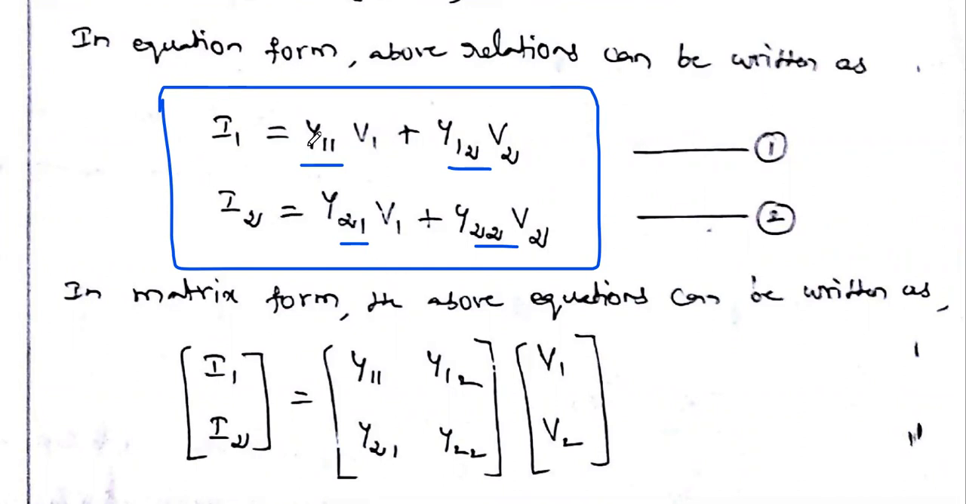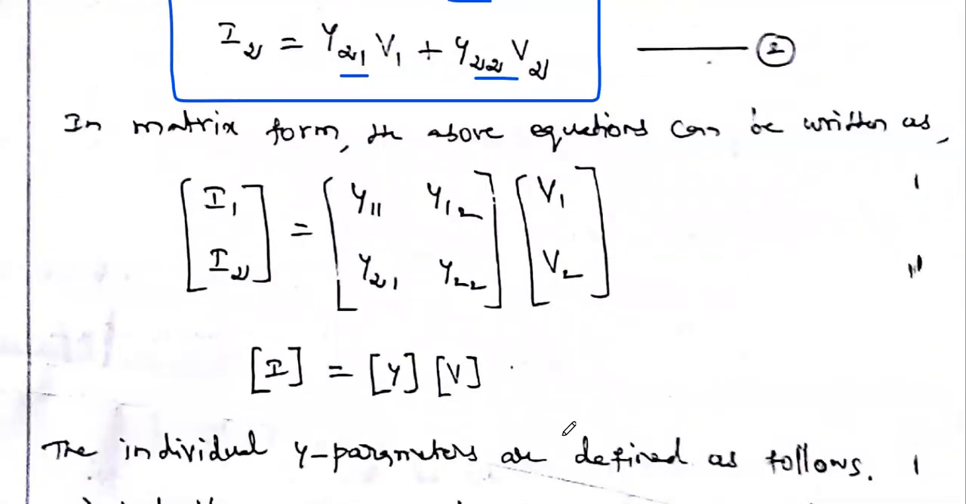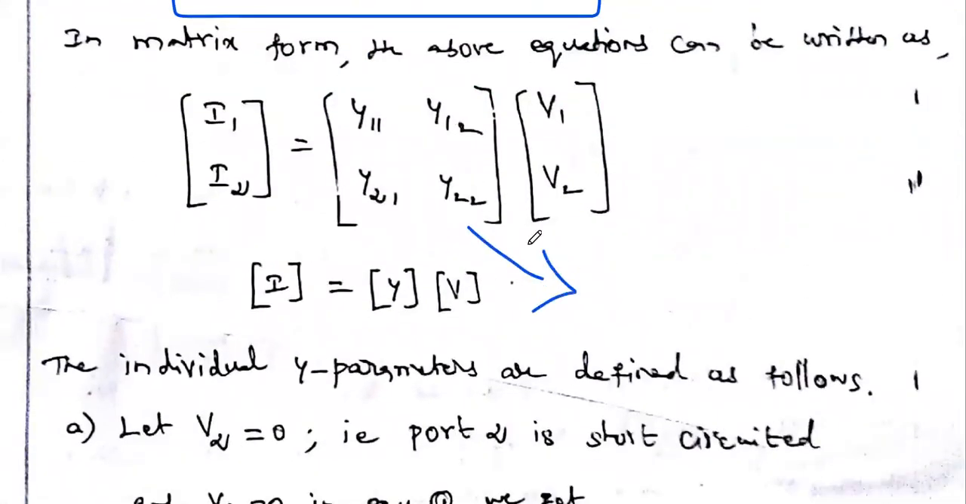We can write these equations in matrix form. I1 and I2 equal the coefficients Y11, Y12, Y21, Y22 multiplied by V1, V2. This 2 by 2 matrix is called the Y matrix. Sometimes the question may ask to find the Y matrix of the given network, which means we have to calculate these four parameter values and write them in this matrix structure. This is said to be the Y parameter matrix.